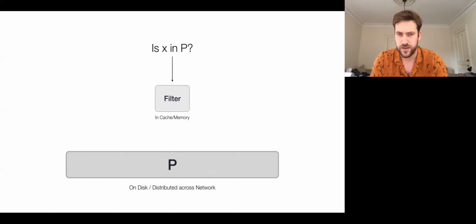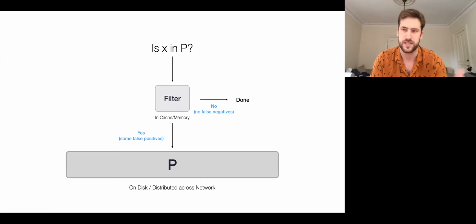So filters are very small data structures. They're generally designed to fit in cache or in memory. And they give probabilistic answers to this question of is X in P. In particular, they have no false negatives. So if the filter says something isn't in the data set, then it definitely isn't in the data set. But they have some false positives. So they can say X is in P, and then either X is in P, or maybe it's not in P.